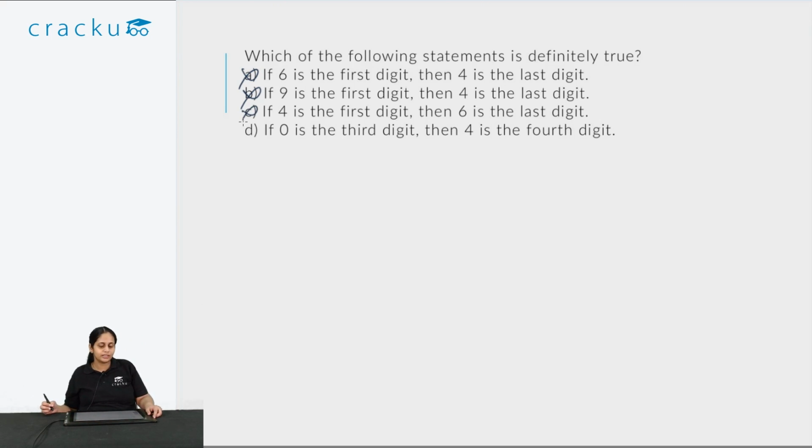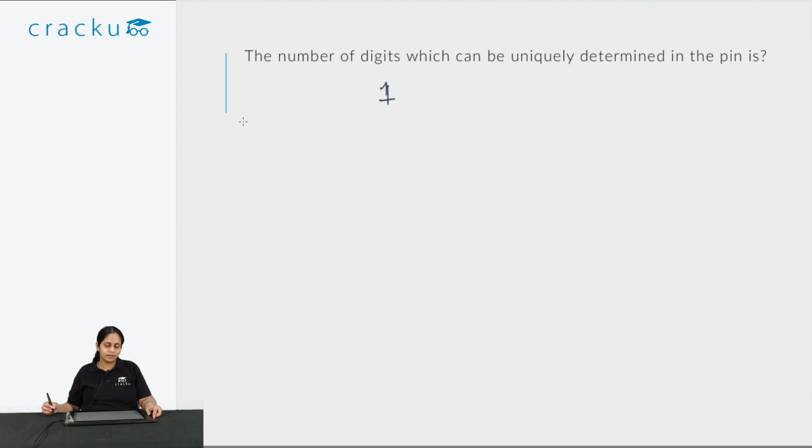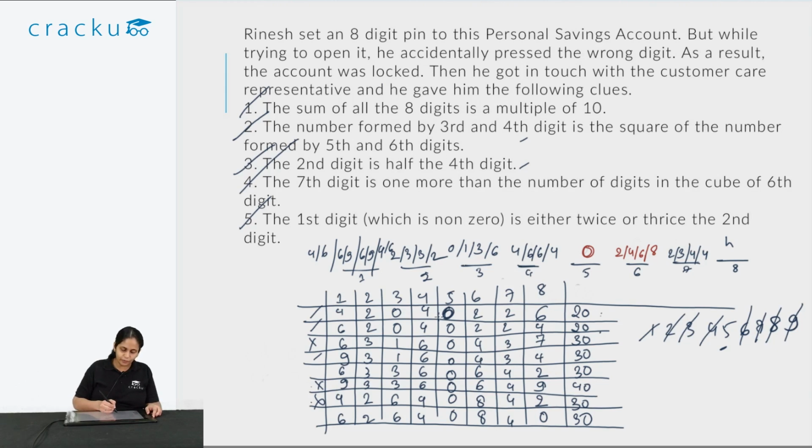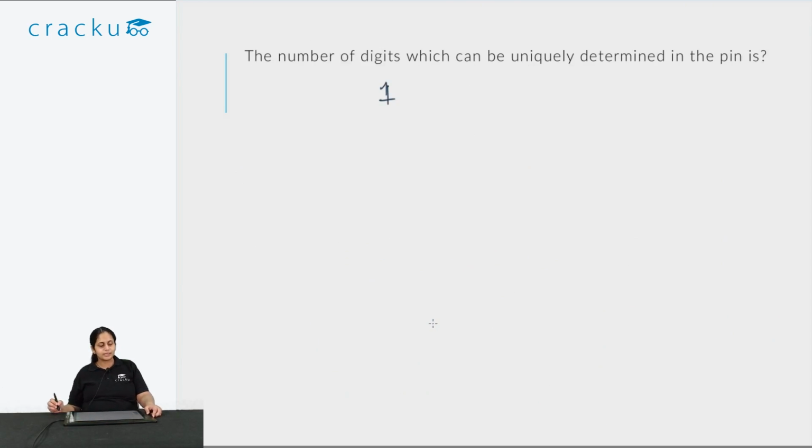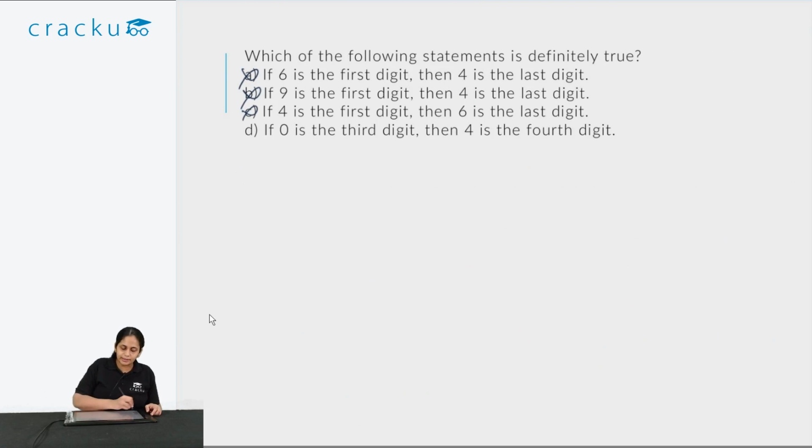If 0 is the third digit, then 4 is the fourth digit. This is true in both cases, this case and this case, and those are the only cases where 0 is there. So if 0 is the third digit, then 4 is the fourth digit. This is definitely true. So I can say that option D is definitely true. So the right answer is option D.